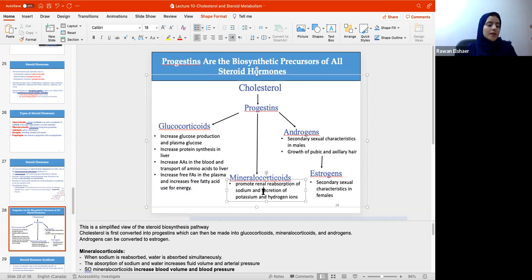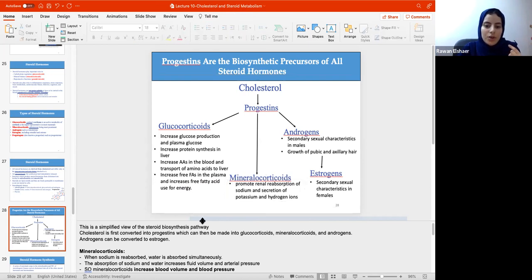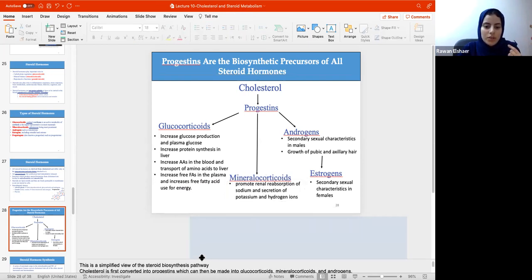Mineral corticoids. For mineral corticoids, they cause renal reabsorption of sodium and secretion of potassium and hydrogen ions. Remember how we said mineral corticoids are responsible for maintaining the balance of minerals. And from its name, you can kind of guess. So it helps reabsorb sodium. So what can you guess happens after you cause sodium reabsorption? I'm trying to hide what's written.